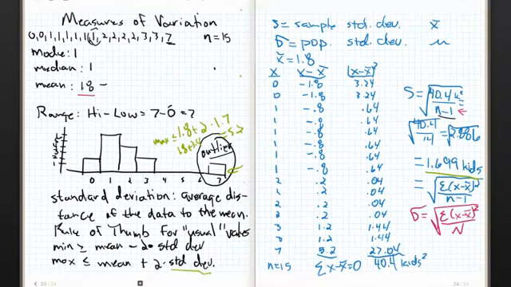Hey, my spidey sense is tingling. My bunny ears are up. This is a big number. So I got to pay attention to it as an outlier. It's going to do strange things to everything. Think about what would happen if I removed this 7.